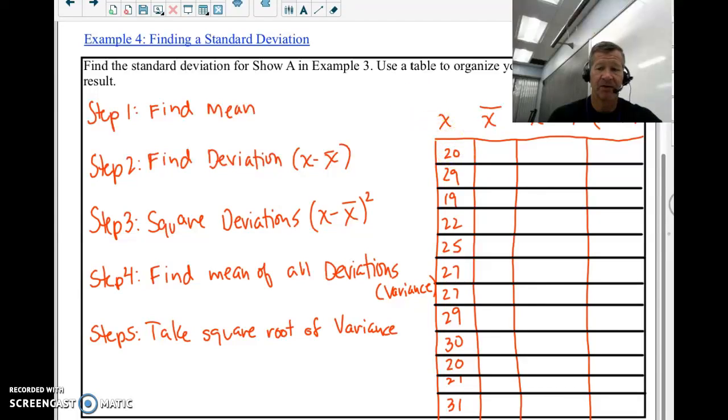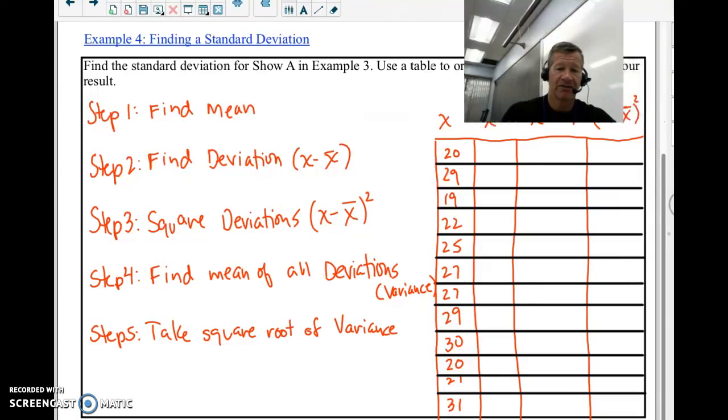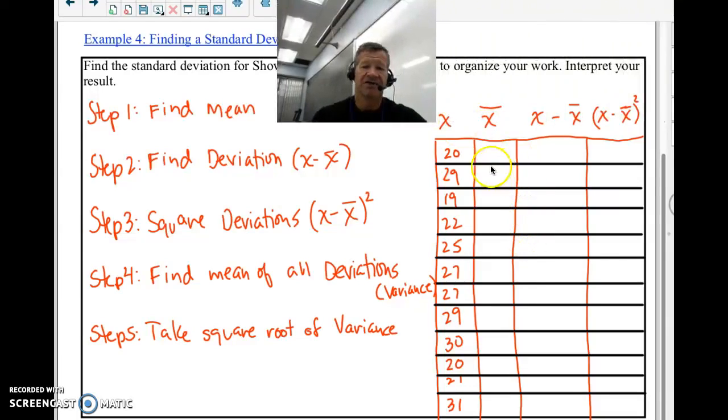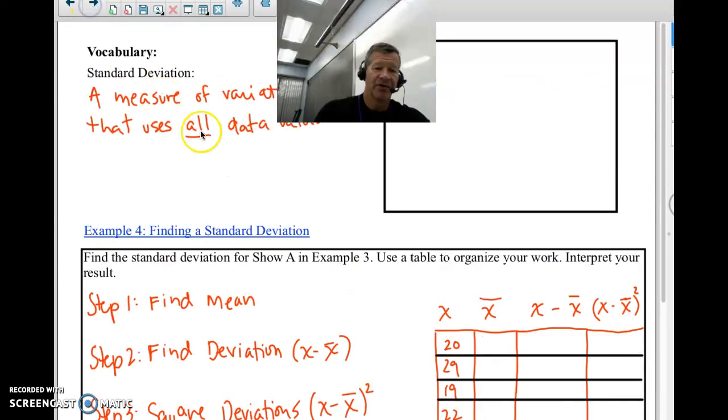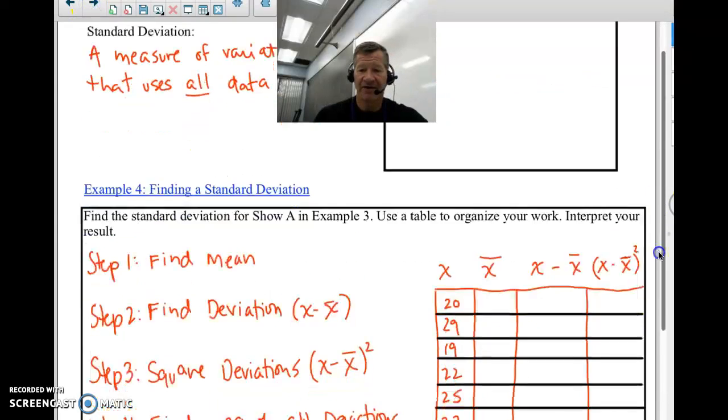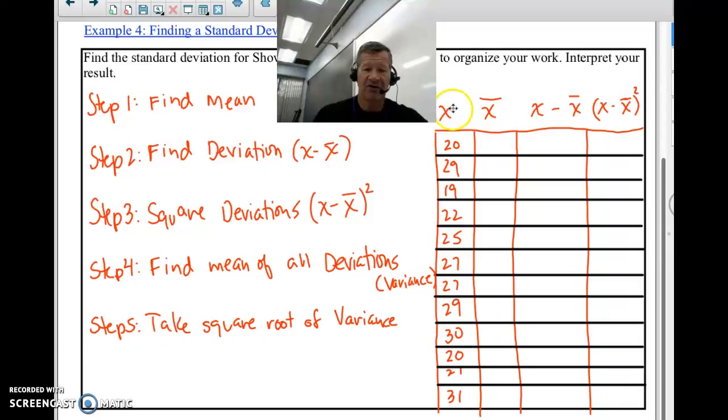Okay, so here we go. Here I've taken all the data from example 3, which we remember is back here from show A. I've put it all, not in order or anything, in a table. So these are all those values that I put in the X column. Now here are the steps we're going to follow.